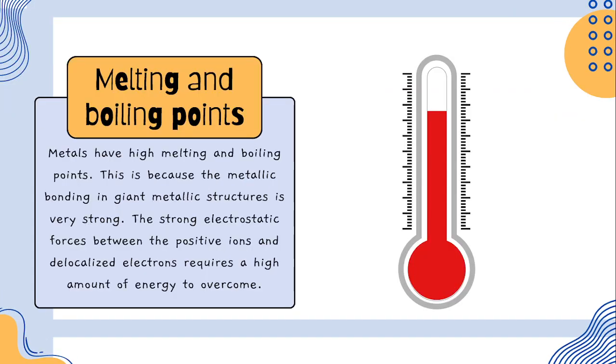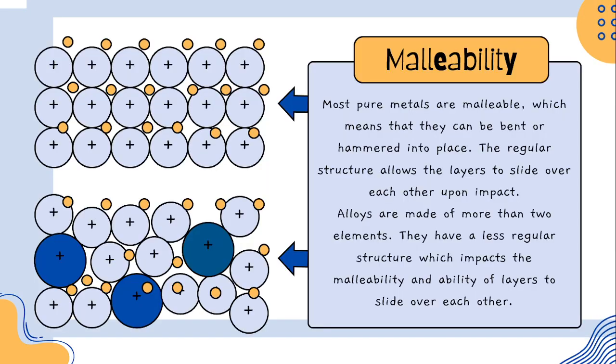Metals have high melting and boiling points, and this is because the metallic bonding in a giant metallic structure is very strong. The strong electrostatic force between the positive ions and the delocalized electrons requires a high amount of energy to overcome, thereby making their boiling and melting points very high.